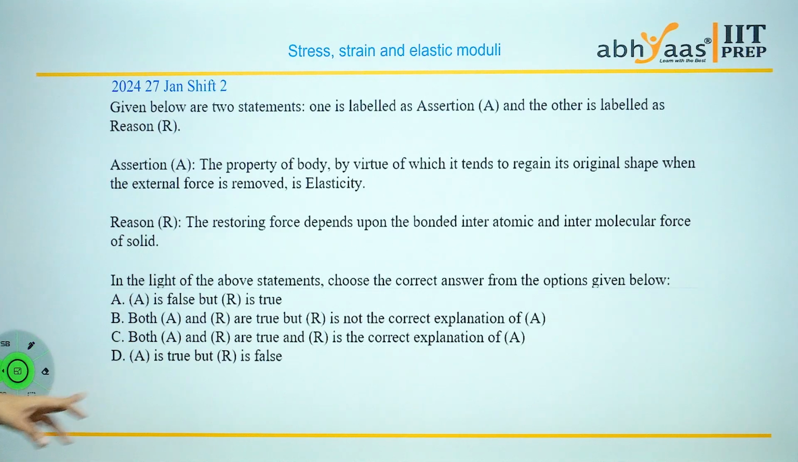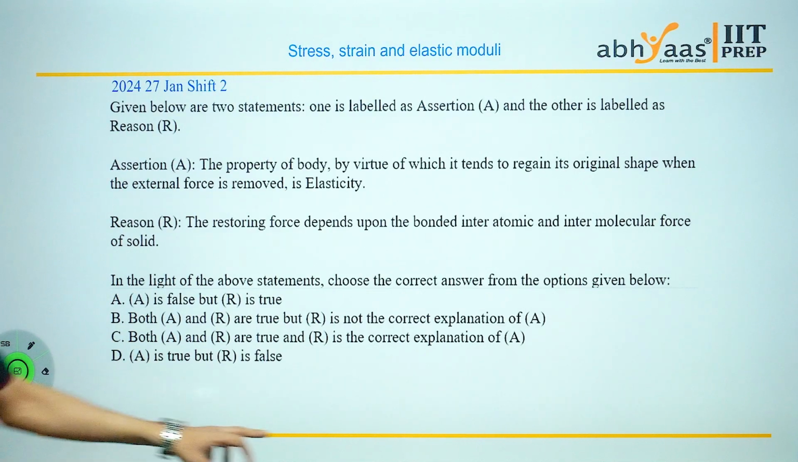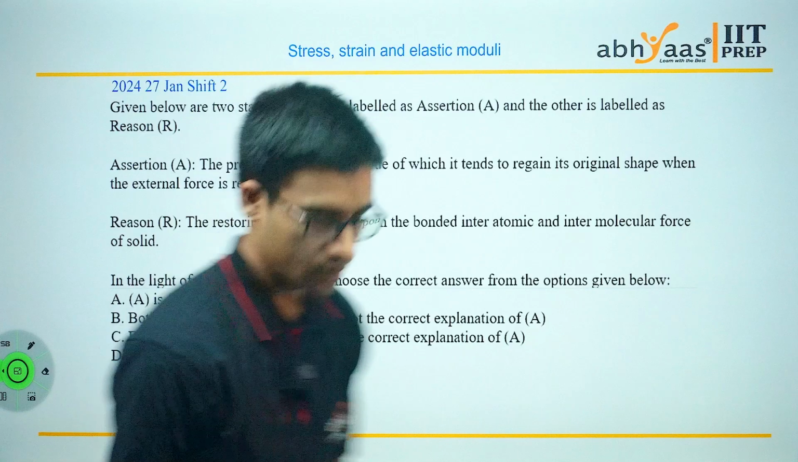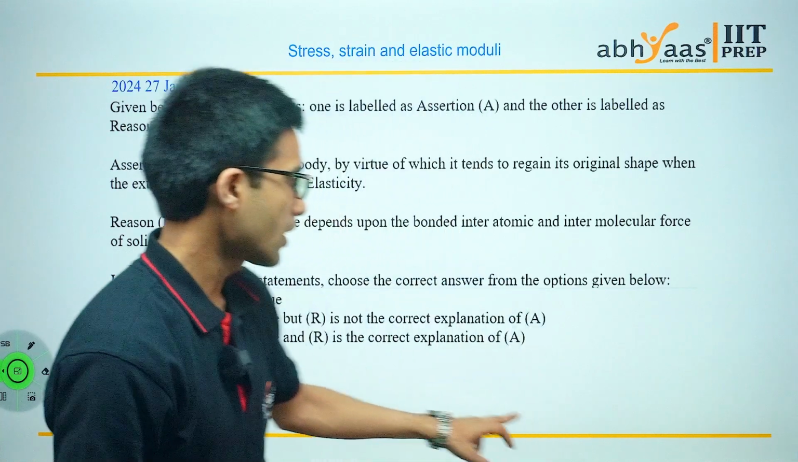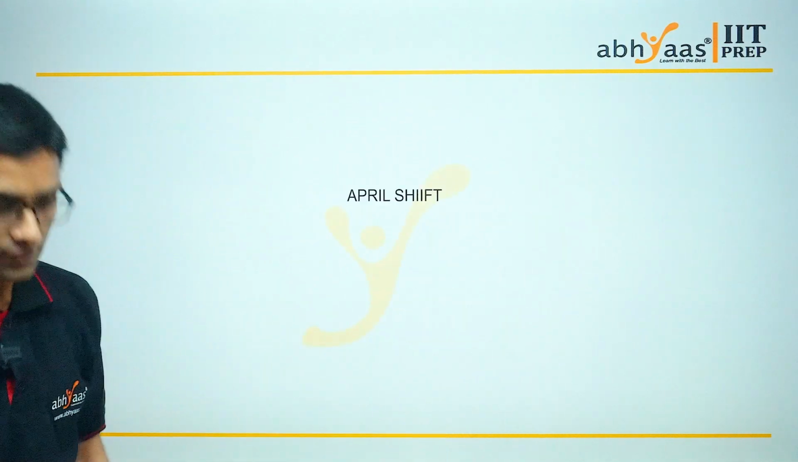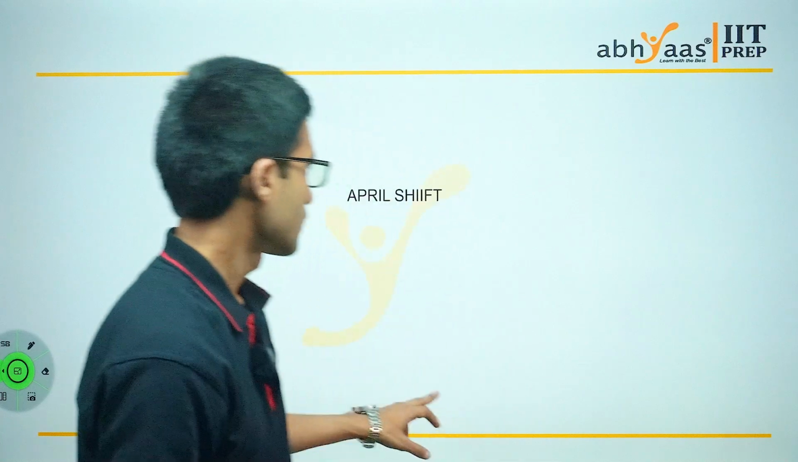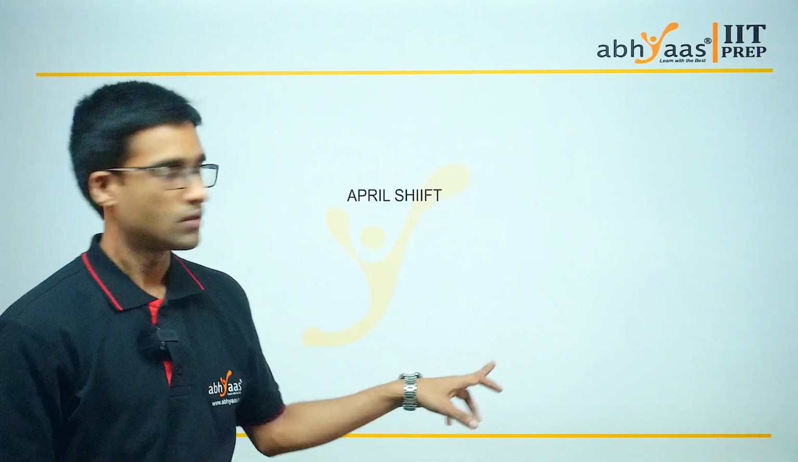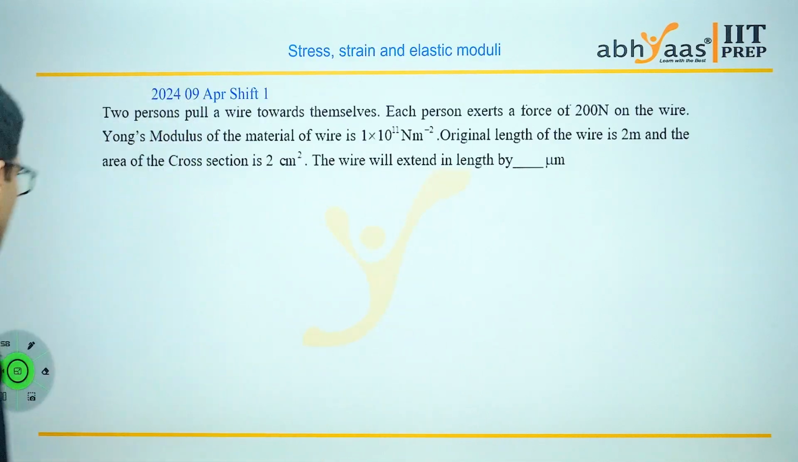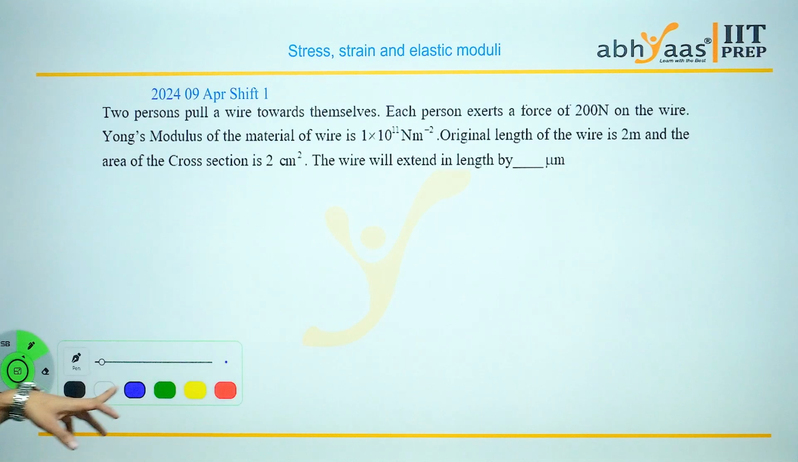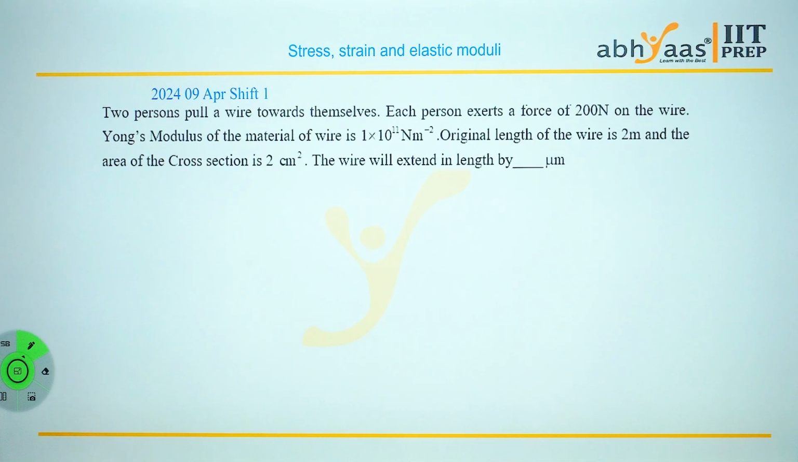This kind of simple bits you can easily answer and get the 4 marks. So now going to the April shift. In the January shift 2024, related to mechanical properties of solids, we have 9 questions, whereas in the April shift we have only 5 questions. Here these are the easiest questions among all the things I have discussed.